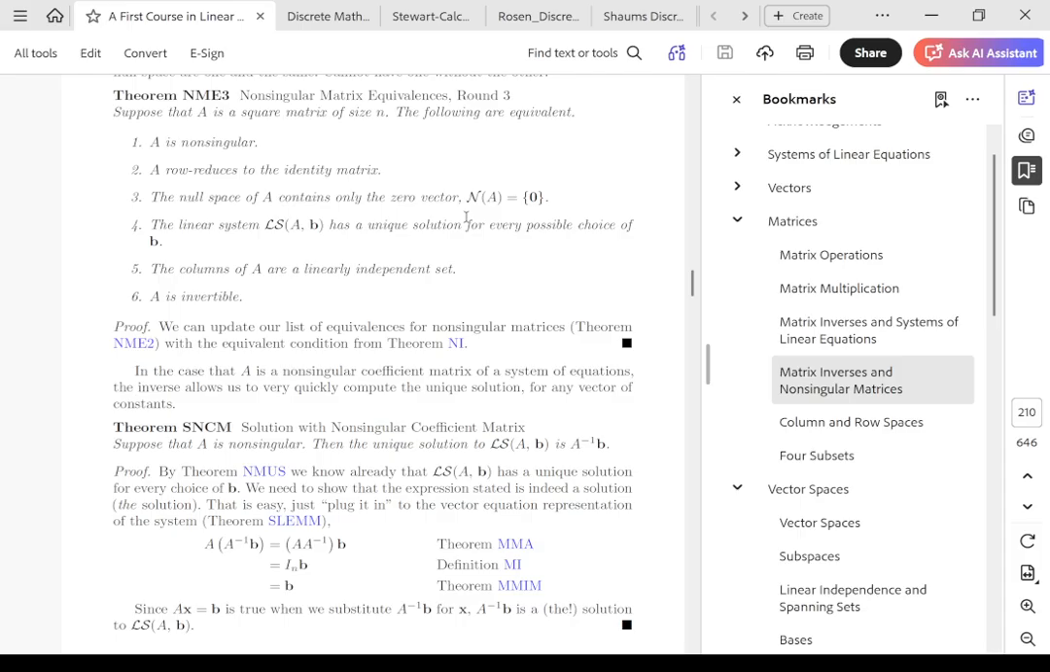All right, so the matrix is non-singular, A row reduces to the identity matrix. It has a trivial null space. The columns are a linearly independent set of column vectors. A is invertible, right? All of these properties are equivalent ways to describe a non-singular system. Okay? And more importantly, using this, that leads us to the theorem you see right below it, SNCM, solution with non-singular coefficient matrix.